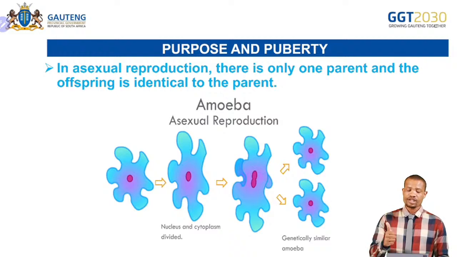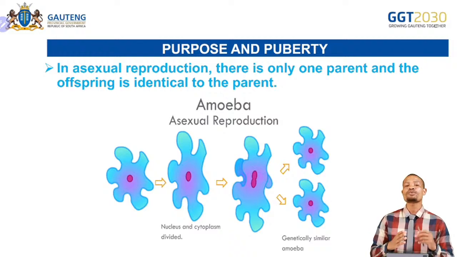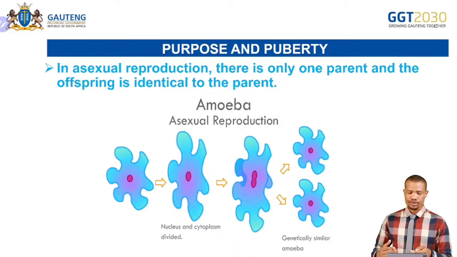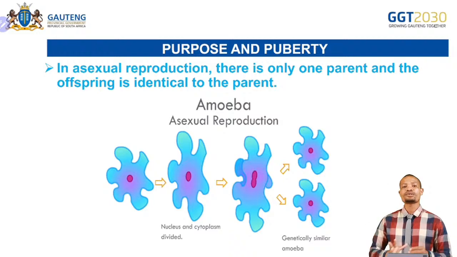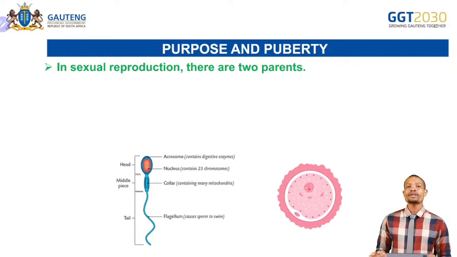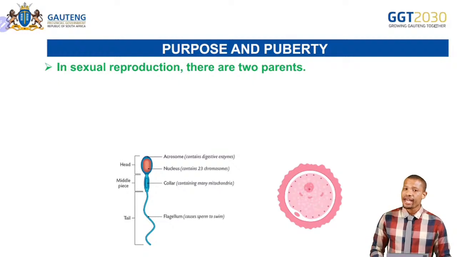So in asexual reproduction, we have the offspring being very identical to the parent. You can't distinguish between the two, okay? So that's asexual reproduction. An amoeba is an example of an organism that undergoes asexual reproduction. It doesn't need another partner of a different sex in order to reproduce. It can reproduce on its own, okay? Right, then we have sexual reproduction. So in sexual reproduction, we have two parents, okay?